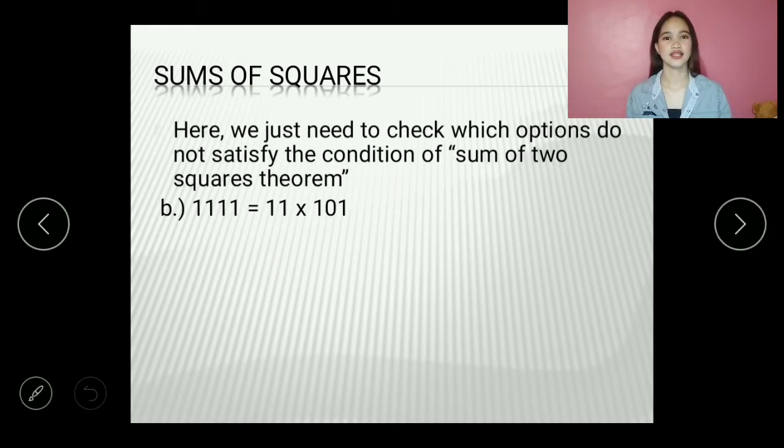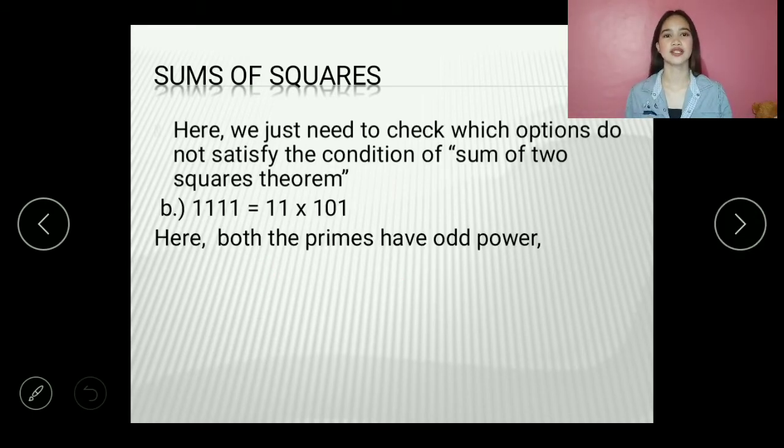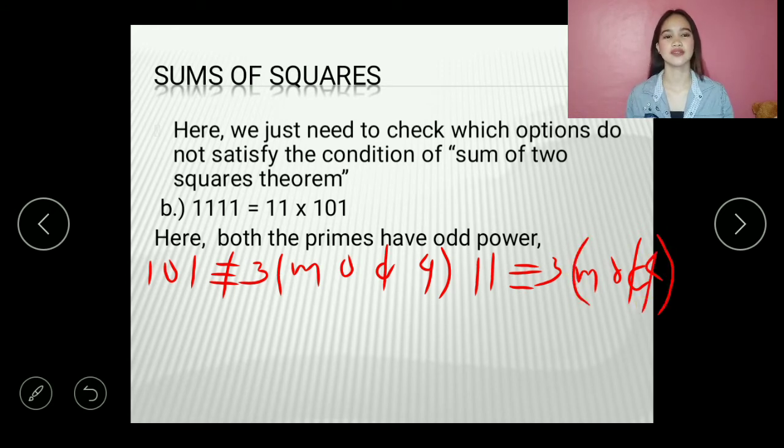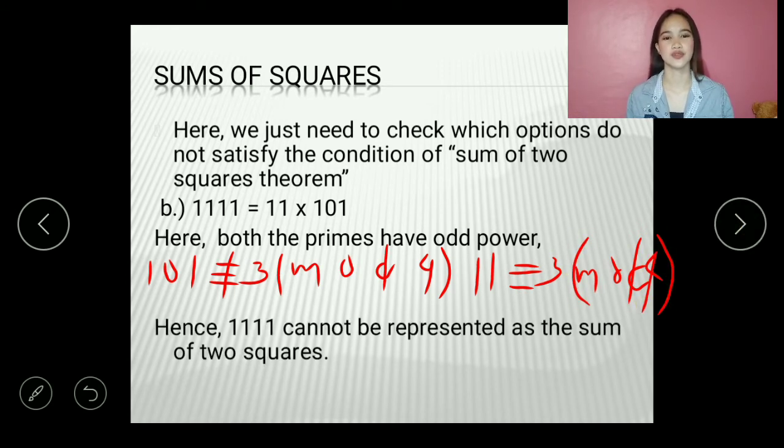Next is letter B. 1111 is equal to 11 times 101. Here, both the primes have odd power. And also, 101 is not congruent to 3 mod 4, but 11 is congruent to 3 mod 4. Hence, 1111 cannot be represented as the sum of two squares.